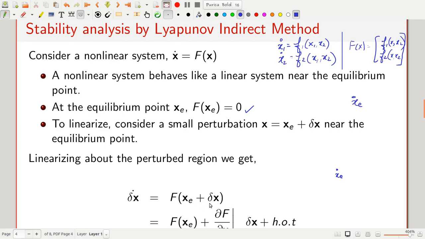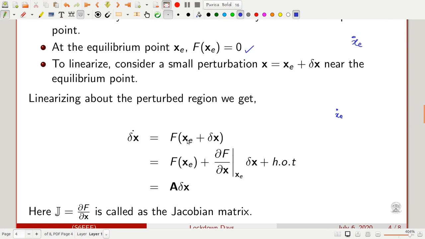We can use a Taylor series expansion here. This becomes f of xc plus dou f by dou x at the equilibrium point times delta x, plus the higher order terms. Since we are going to use the linearized system of equations, we neglect the higher order terms. We also know that f of xc is equal to 0, because f of x is 0 at the equilibrium. So we end up with this term alone.